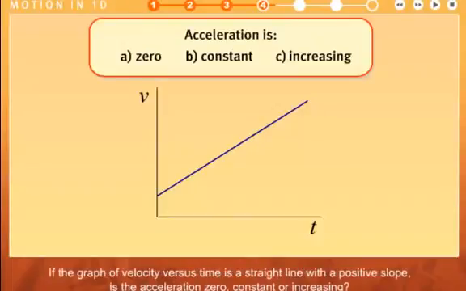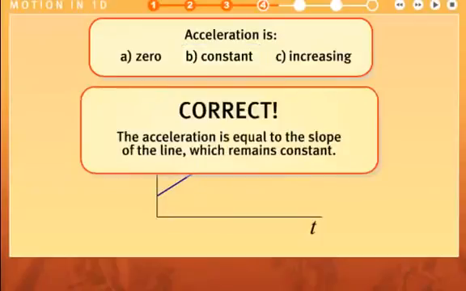If the graph of velocity versus time is a straight line with a positive slope, is the acceleration zero, constant, or increasing? Correct. The acceleration is equal to the slope of the line, which remains constant.